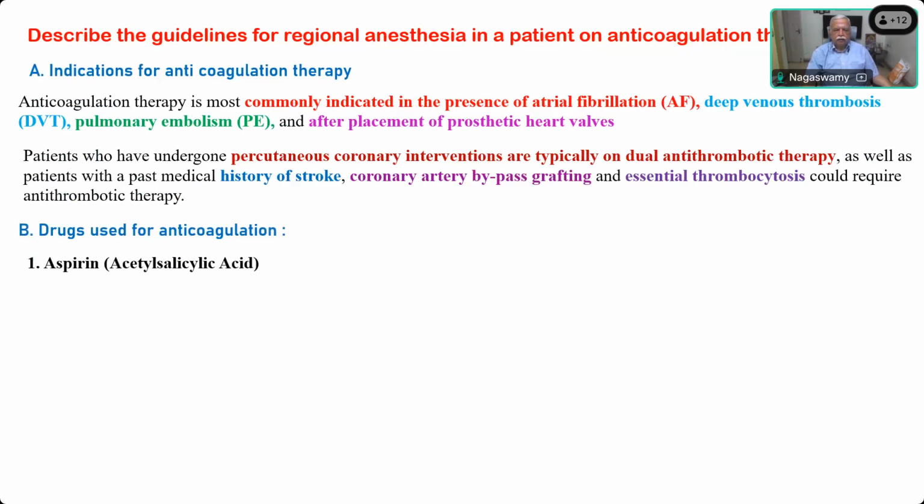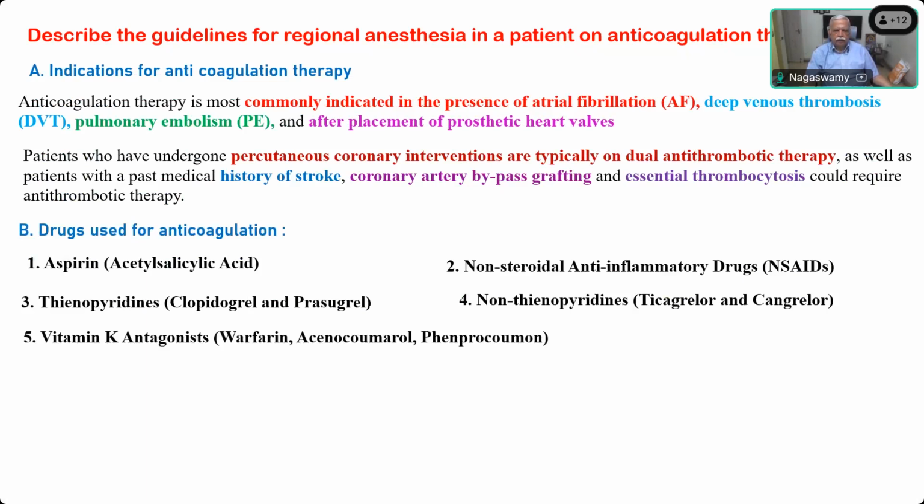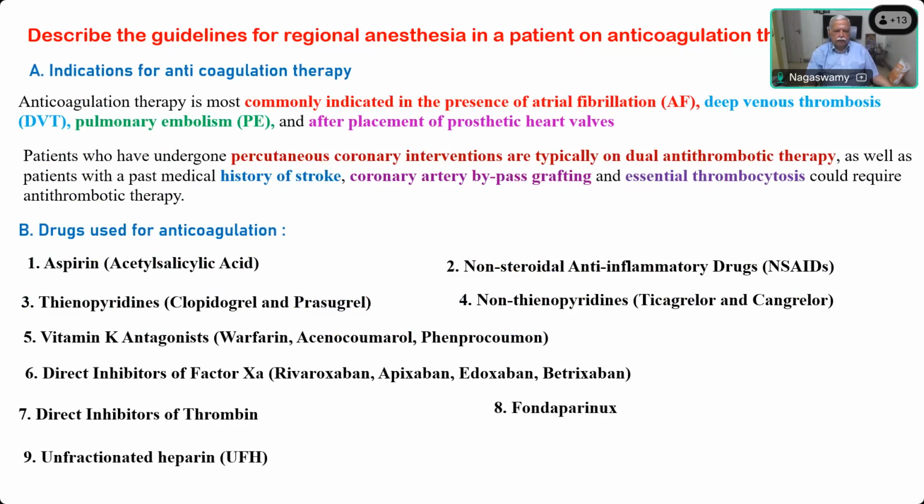Now, what are the common drugs that are used that you must be able to remember? One commonly given is aspirin, second is NSAIDs, third is thienopyridines, fourth is non-thienopyridines like ticagrelor and cangrelor, vitamin K antagonists, warfarin, acenocoumarol, and phenprocoumon. Then direct inhibitors of factor 10A like rivaroxaban, apixaban, direct inhibitors of thrombin, and fondaparinux, unfractionated heparin, and low molecular weight heparin. These are the 10 drugs which are commonly used.